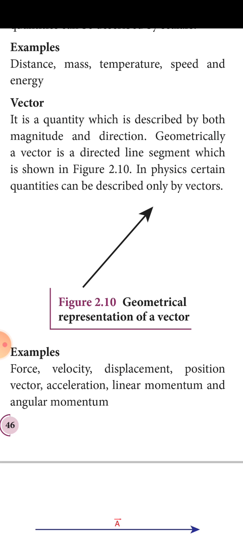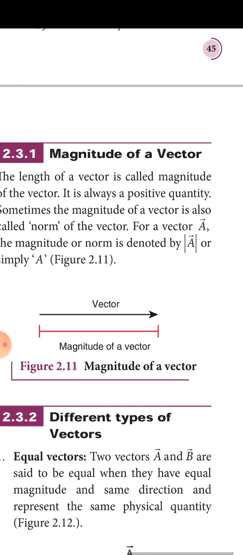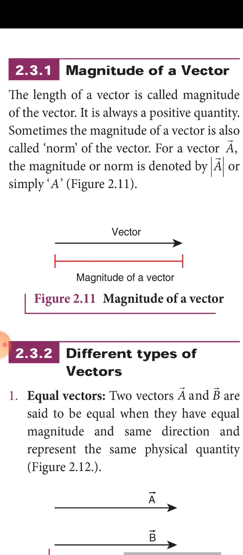And we are going to the next topic, magnitude of the vector. The length of a vector is called the magnitude of the vector. A vector is provided here in the diagram 2.11. The length of the vector is called the magnitude of the vector. It is always a positive quantity. Sometimes the magnitude of the vector is also called the norm of the vector. For a vector E, the magnitude or norm is denoted by the symbol of norm of the vector or simply E.